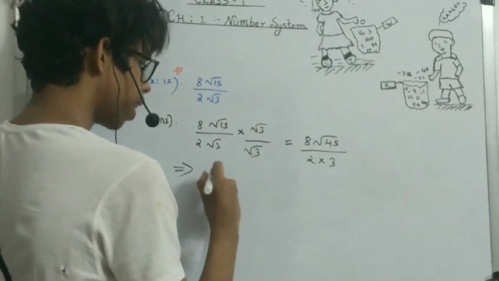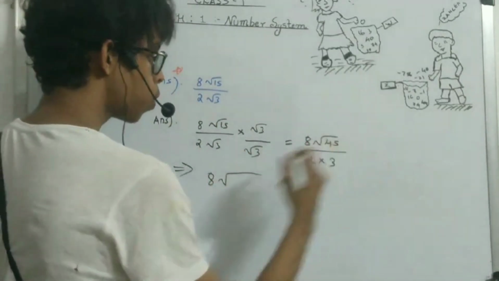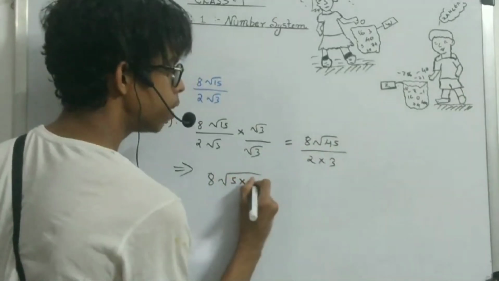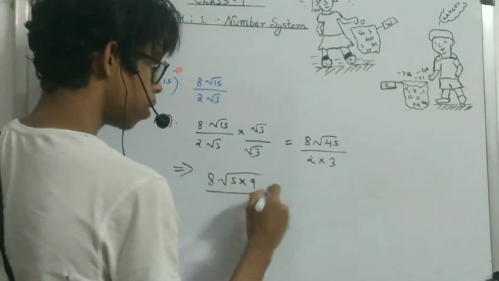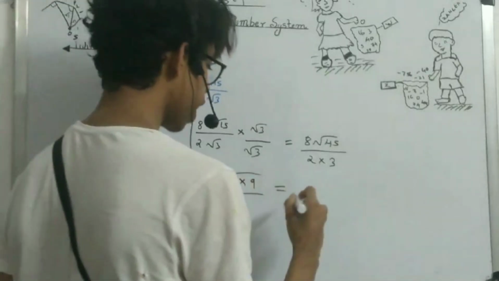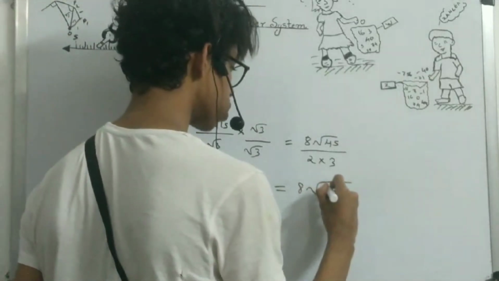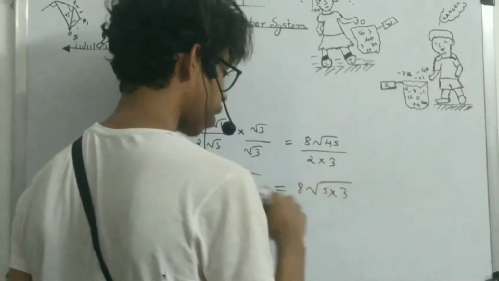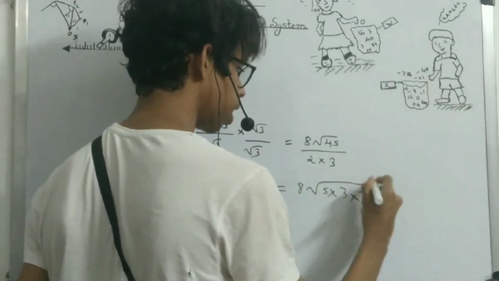Just see how I am simplifying it. 8, we know that 45 we can write as 5 into 9, isn't it? Divided by 2 3s are 6. Similarly, 9 we can again simplify and write it as 3 into 3. 9 I am writing as 3 into 3.